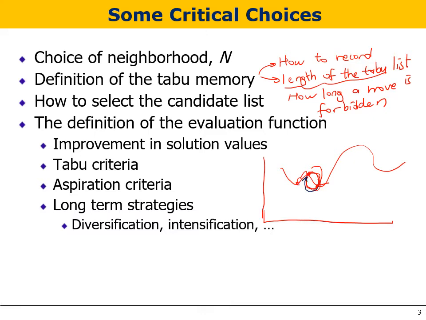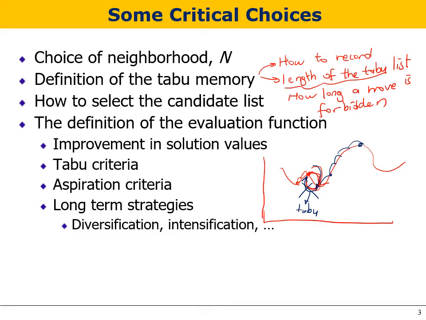Okay, this one, you forbid that move. You say that this move is now taboo. It means that when the search goes to this solution, it cannot return back, so it needs to proceed. Then it goes in the improving direction, and then it can come to this point. So forbidding such a move to avoid cycling, and recording it, is the distinctive feature of the Tabu search algorithm.